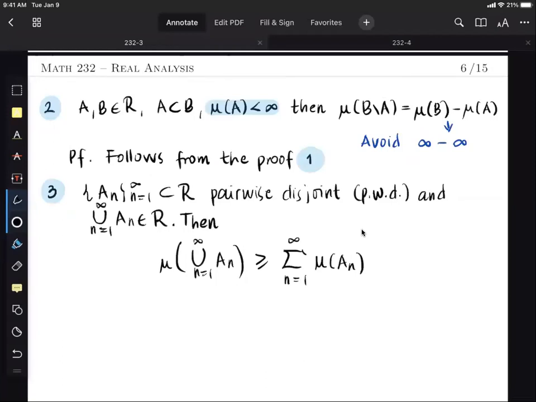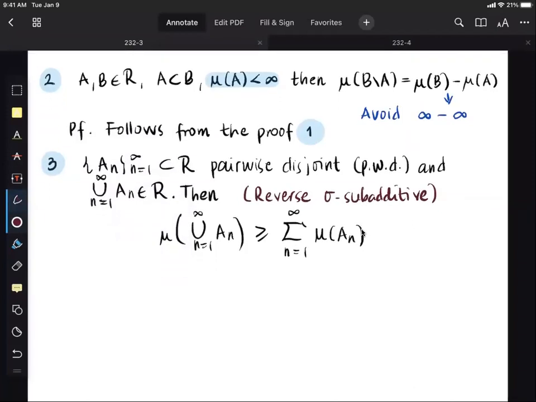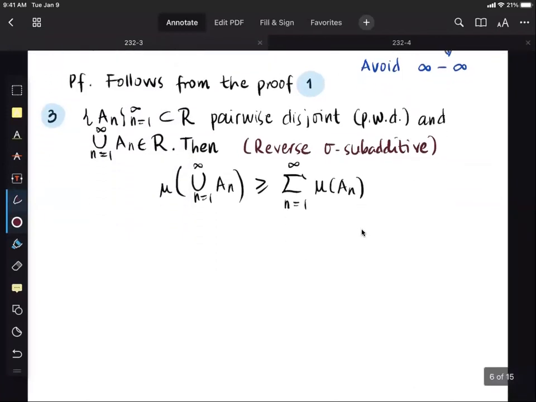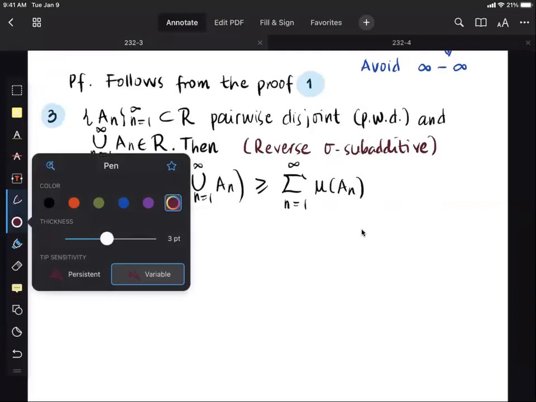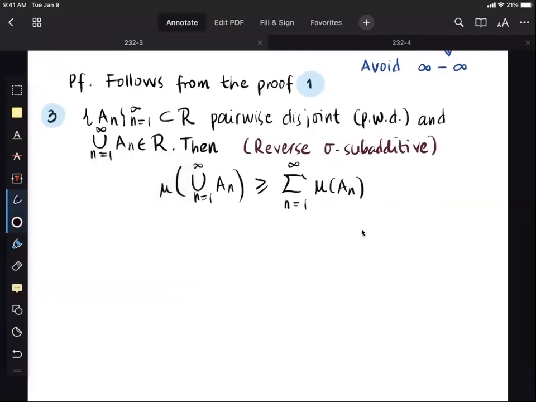Okay, this is similar to sigma subadditivity, but the inequality is reversed. And for this reason, let us name this reverse sigma subadditivity, because the inequality now here is reversed. So let us look at the proof of this inequality.